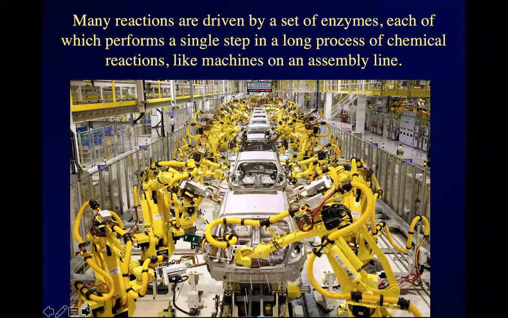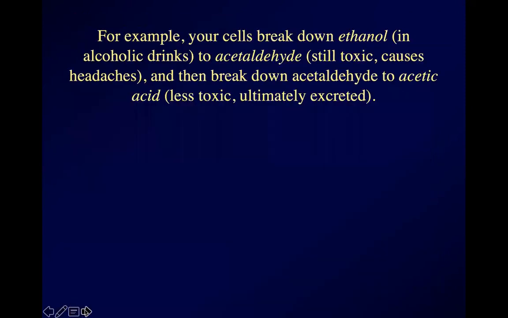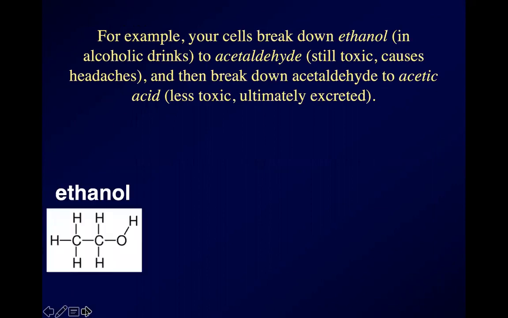So there you've got a whole line of industrial robots assembling car bodies, each doing one step and only that step. And it's a little bit like that when you drink ethyl alcohol. Ethanol is the type of alcohol that's present in alcoholic drinks. And it looks like that. Two carbons, one stuck to an oxygen, and then a bunch of hydrogen sprinkled around for flavor.